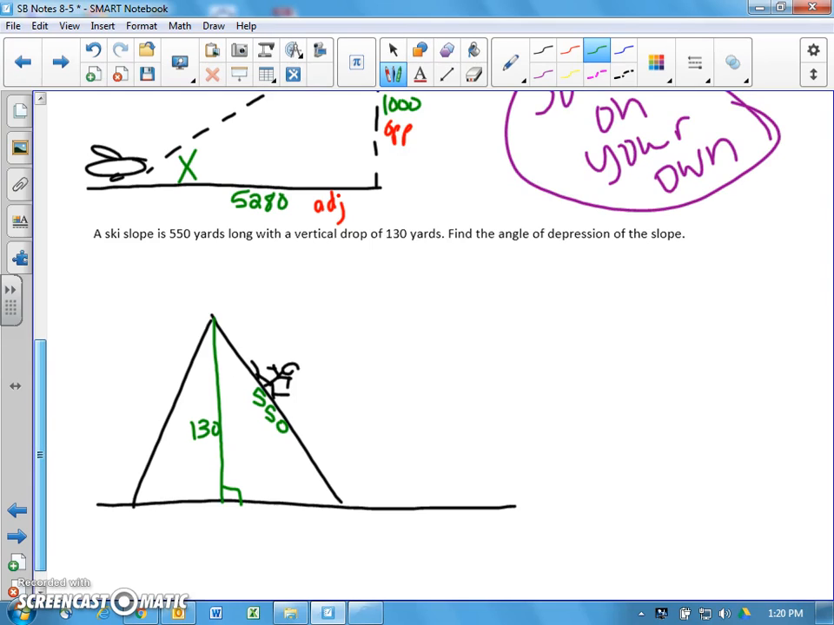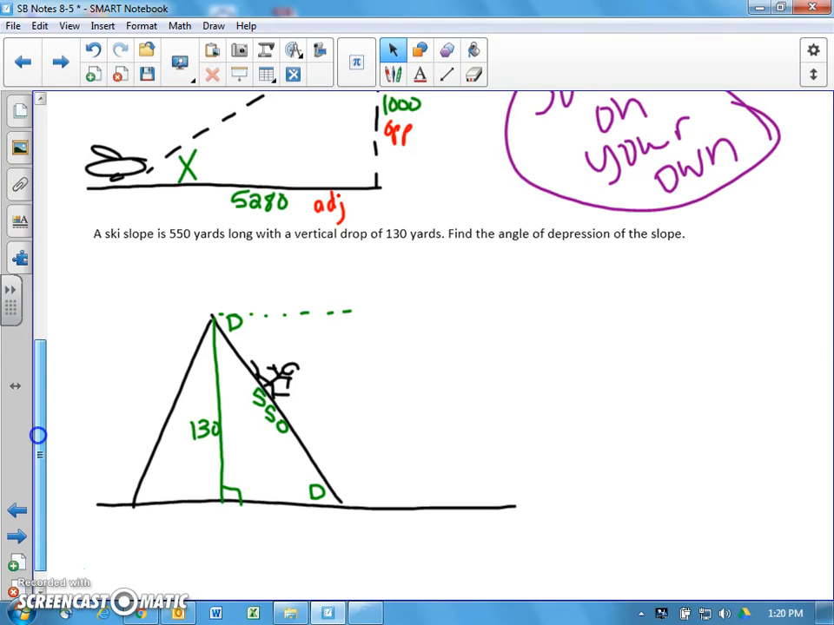There's my right angle. Remember that your angle of depression has to be from the horizontal, so it's going to be right here. Pull this back into the problem. Use your alternate interior angle. This would also be your angle of depression. It would have the same measure.